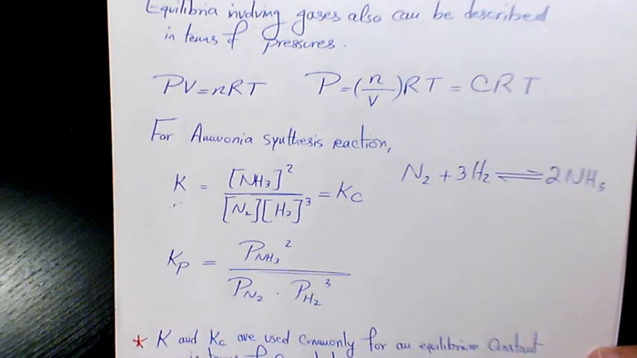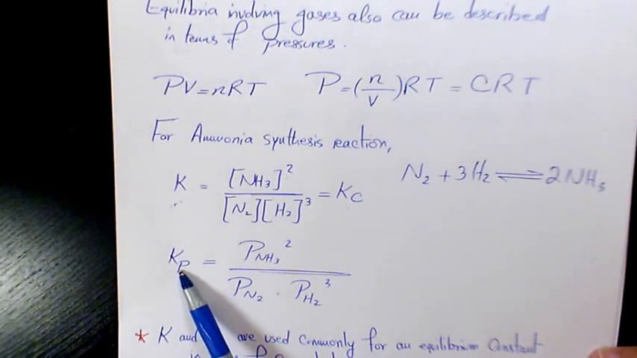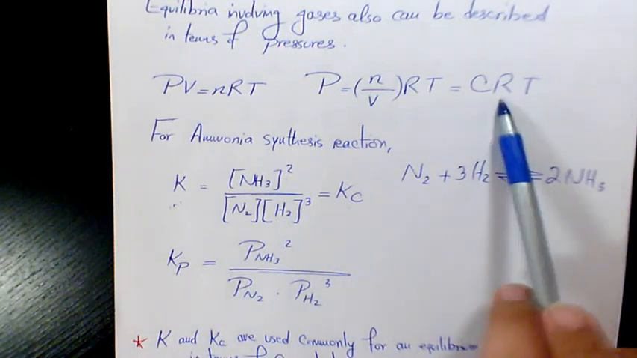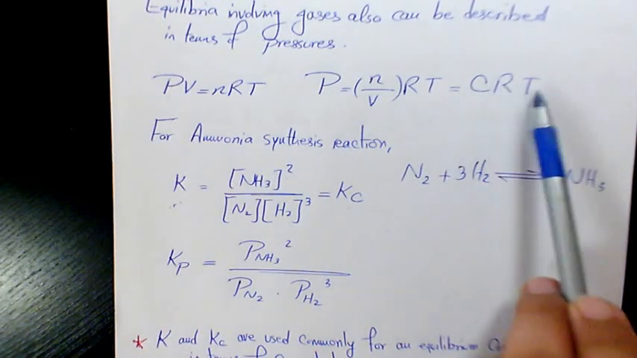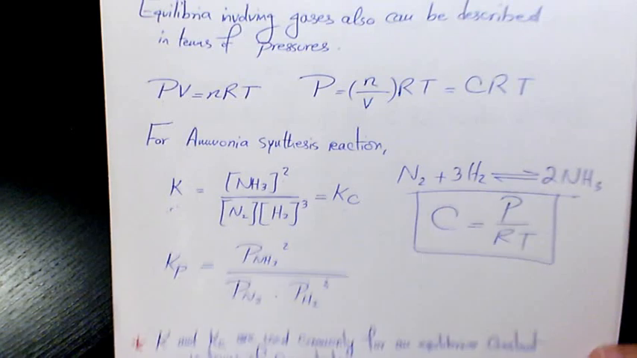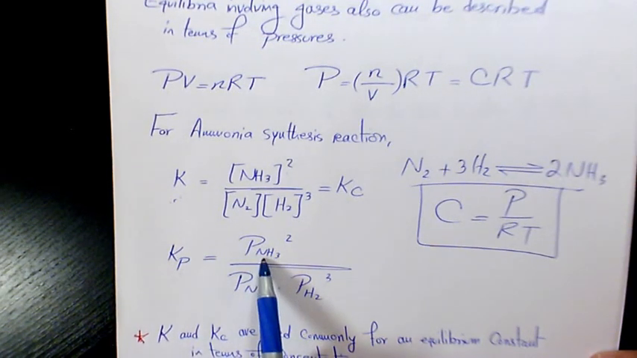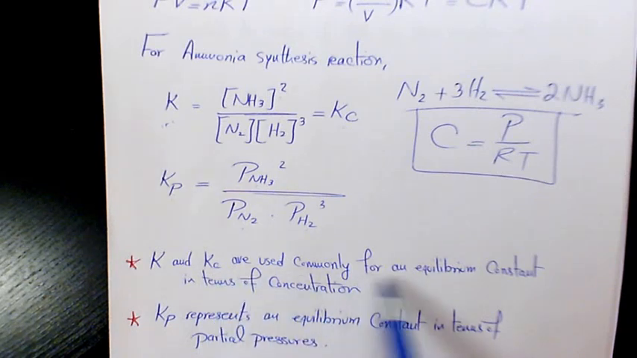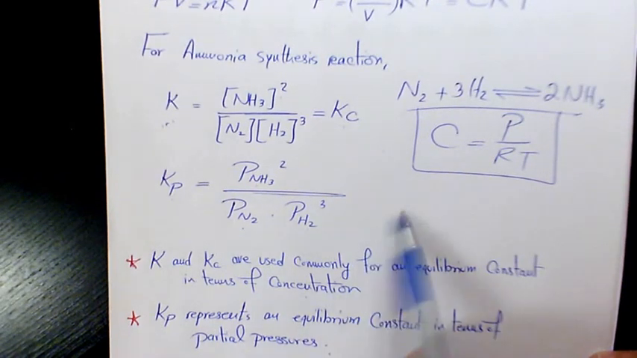On the other hand, we have another term called Kp, which is the equilibrium constant for gases, and it is in terms of pressure instead of molar concentration. Based on this relationship, P equals CRT or C equals P divided by RT. So Kp equals the pressure of ammonia to the power of 2 divided by the pressure of nitrogen times the pressure of hydrogen to the power of 3. K and Kc are used commonly for an equilibrium constant in terms of molar concentration, while Kp represents an equilibrium constant in terms of partial pressure, as you saw here.